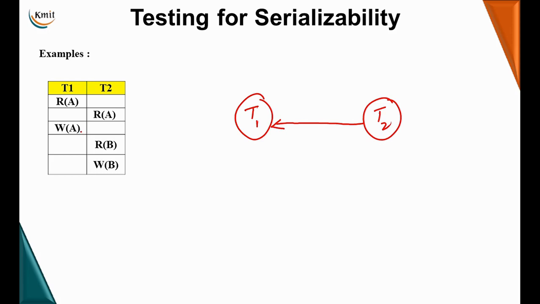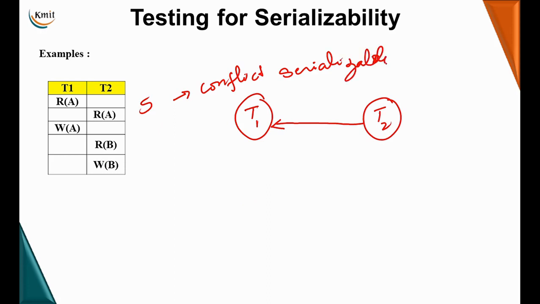Let's go with the next action. We have got write on A and read on B, non-conflicting. There is no operation here. In the same transaction, if there are operations, they don't affect. So here also we see that there is no cycle. Hence, this schedule S is conflict serializable. It's called conflict serializable.